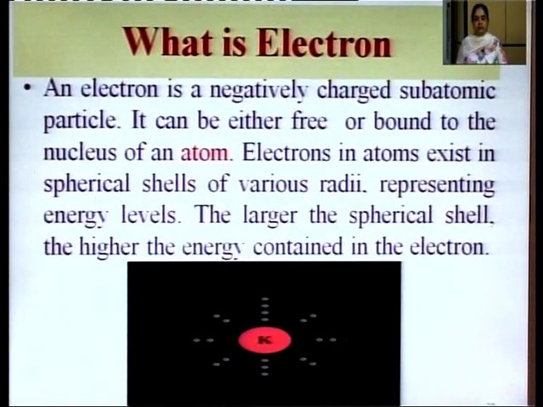What is an electron? An electron is a negatively charged subatomic particle. It can be free or bound to the nucleus of an atom. Electrons in atoms exist in spherical shells of various radii, representing energy levels. The larger the spherical shell, the higher the energy contained in the electron.